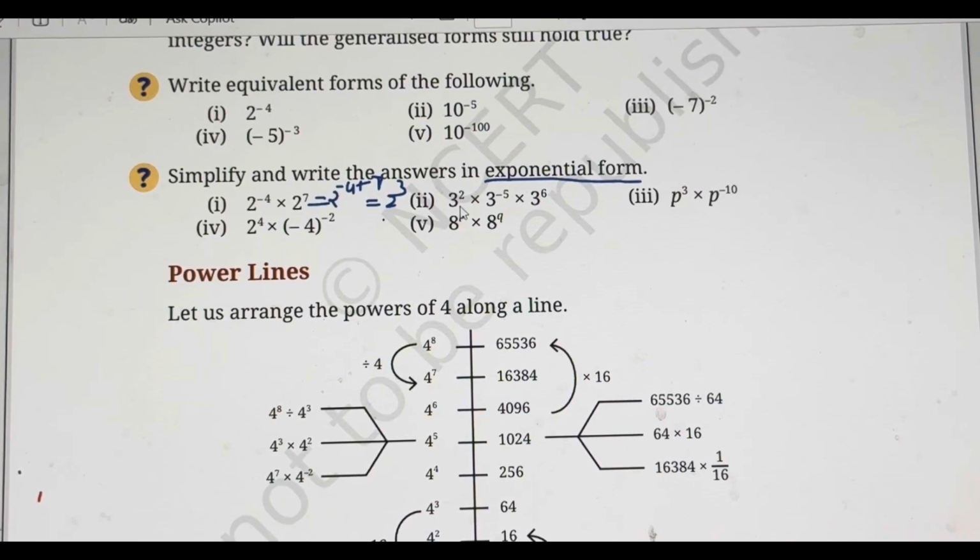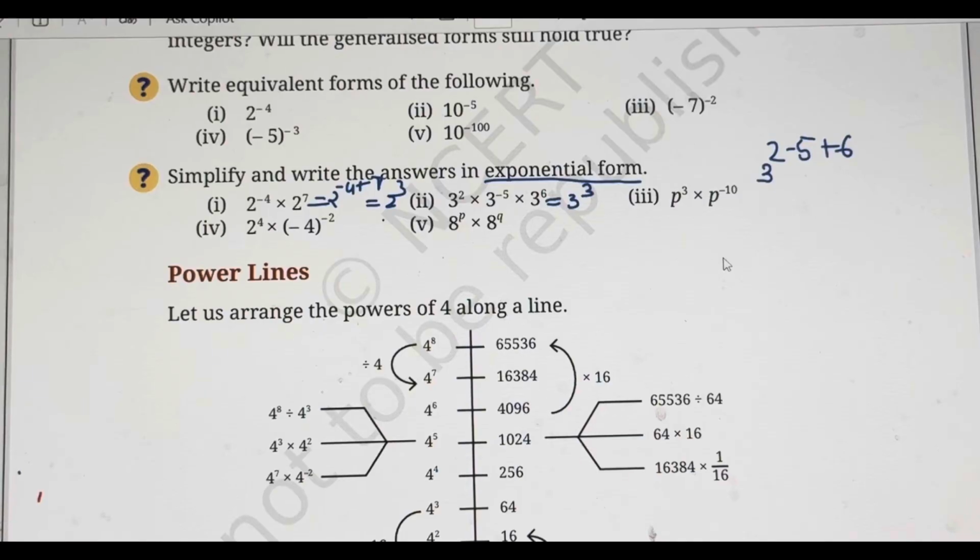Let us see the second one. 3 raised to 2 into 3 raised to minus 5 into 3 raised to 6. Again the base is same, so powers will be added. Let me write down answer over here so that it's clear. 3 raised to 2 minus 5 plus 6. So you can add the positives first. 6 plus 2 is 8. 8 minus 5 is 3. So the answer is 3 cube.